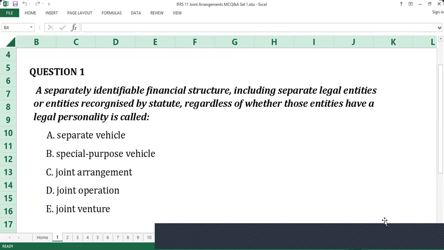Ten seconds gone. 20 seconds gone. Time up. The answer to question number 1 is A, separate vehicle. The statement that serves as the question is the definition of separate vehicle under IFRS 11 joint arrangements. A is the answer to question number 1.